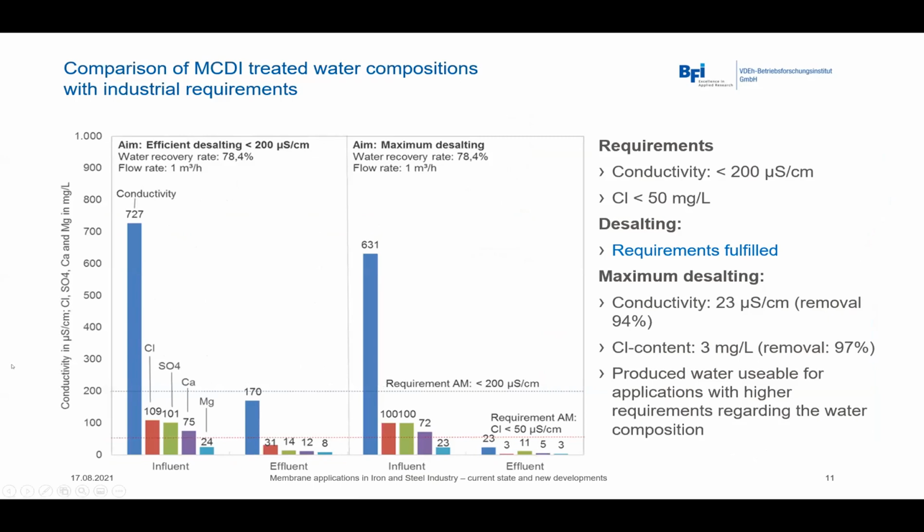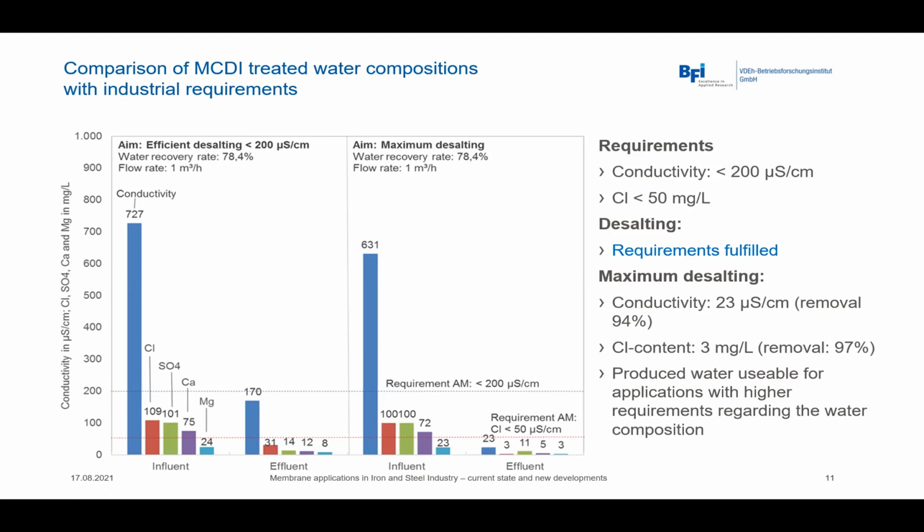In this application, you can see that the requirement was to reduce the water conductivity down to 200 microsiemens, and we achieved this, and the chloride content was reduced from 109 to 31. Here is what we call maximum desalting, where you put as much energy into the MCDI as possible to achieve very pure water. We achieved a conductivity of up to 23 microsiemens per centimeter, and sulfate, chloride, and so on below 11 milligrams. That was close to demineralized water.